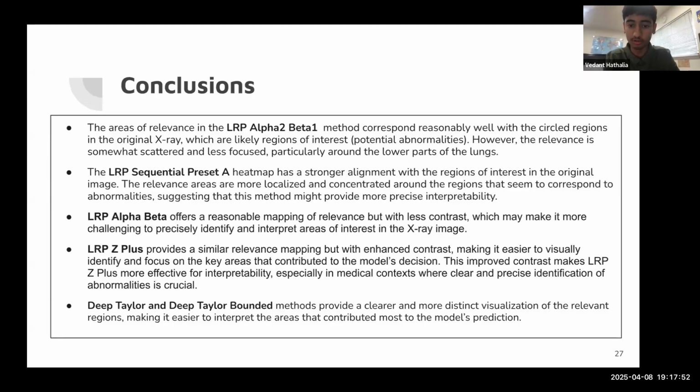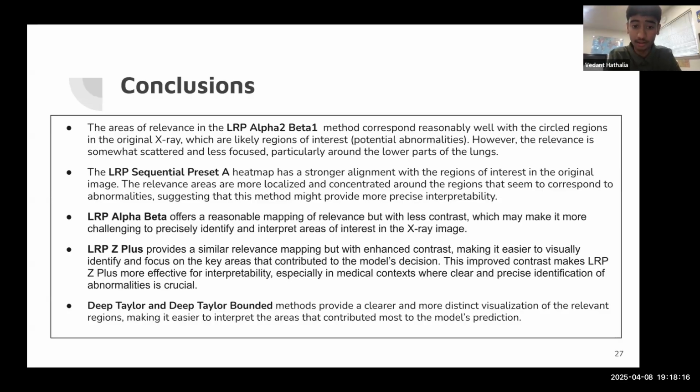For LRP sequential preset A, that heat map had a much stronger alignment with the regions of interest in the original X-ray image, which meant that the relevance areas or highlighted areas were more localized and specifically concentrated around the regions that made the radiologist decide in reality which one is the reason why it's pneumonia or COVID or the diagnoses.